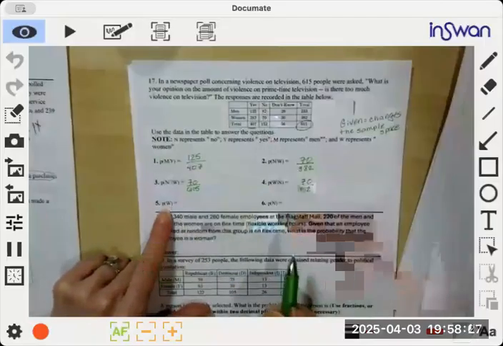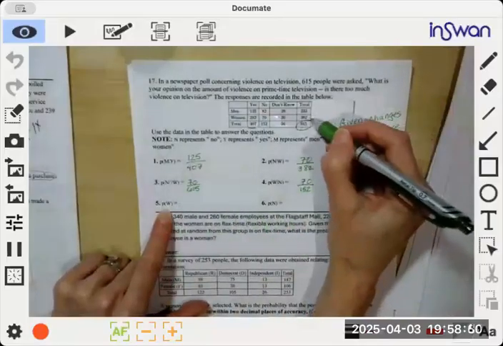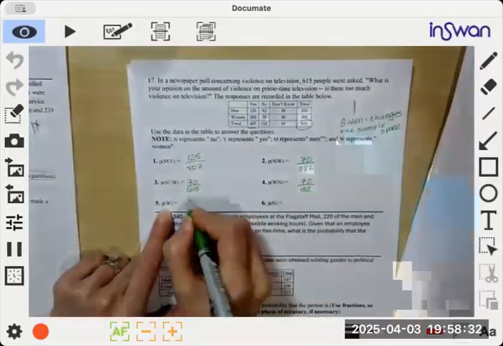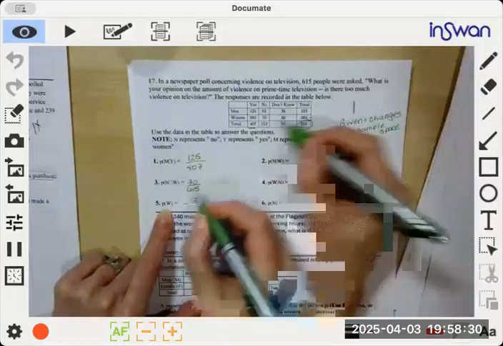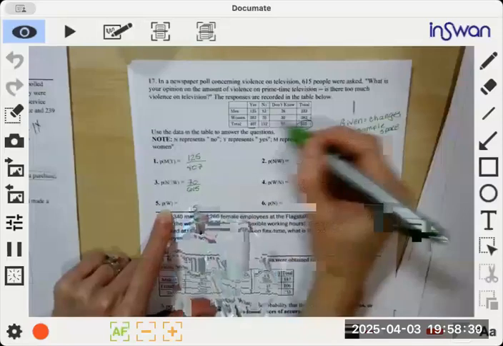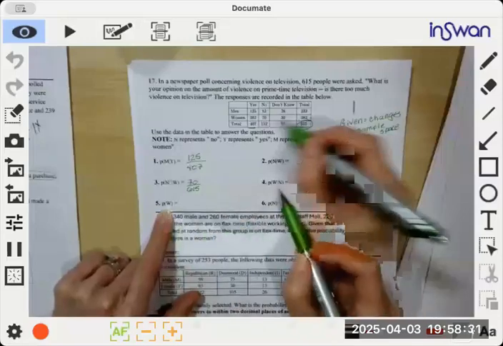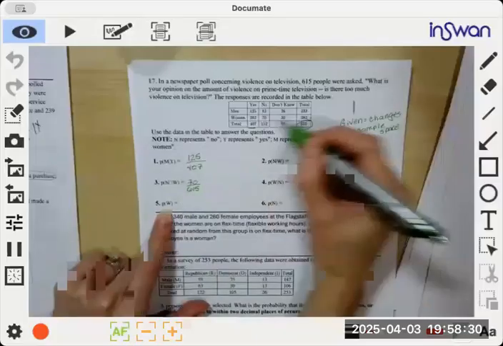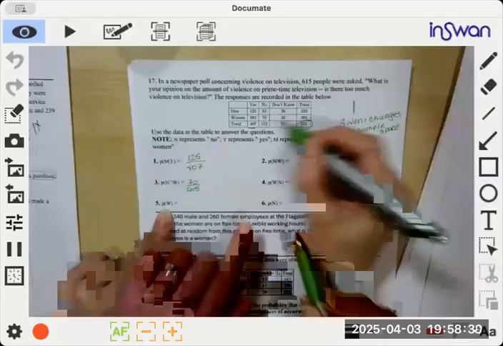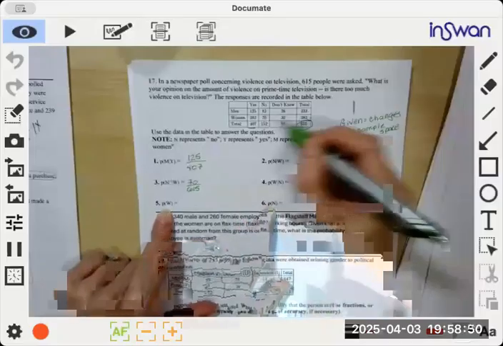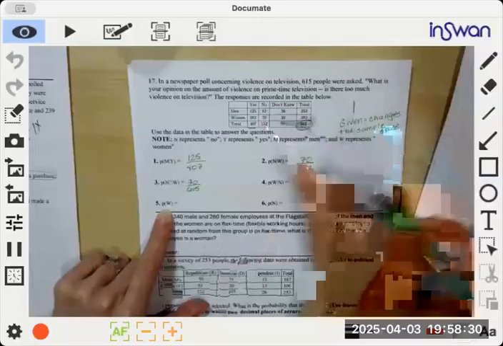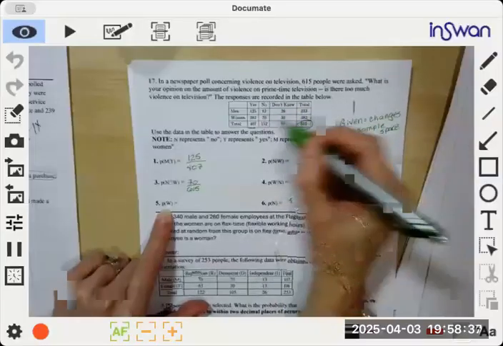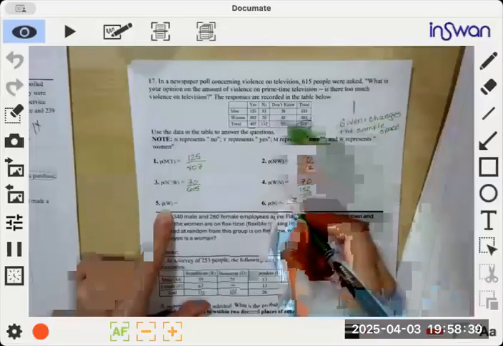Probability of just women. There's 382 women out of 615 altogether. This one doesn't have that line in it that changes our sample space. And same thing here. This one doesn't have the line in it, so it doesn't change our sample space. We're just looking at the total number of no's out of everyone altogether.